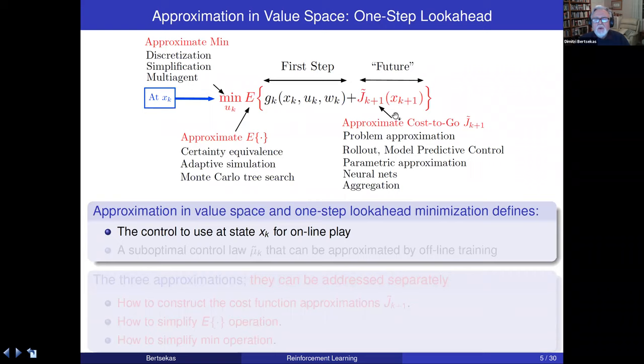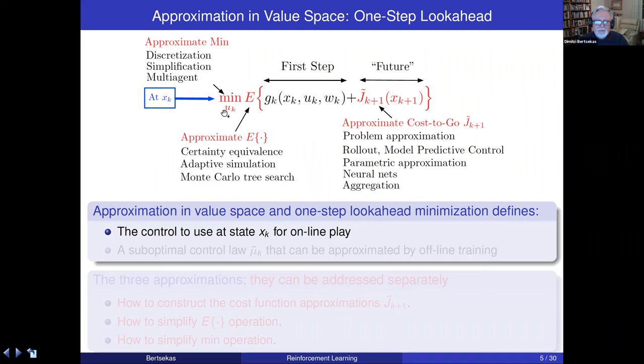Now, you have seen this figure before without all this other stuff here. What it does, given J tilde k plus one at state xk, whatever state we might be, it does this minimization over uk, minimizes the sum of the first step cost plus the cost of the future as evaluated by this J tilde function. And in this way, we can do online play. As we generate new states, we can select controls.